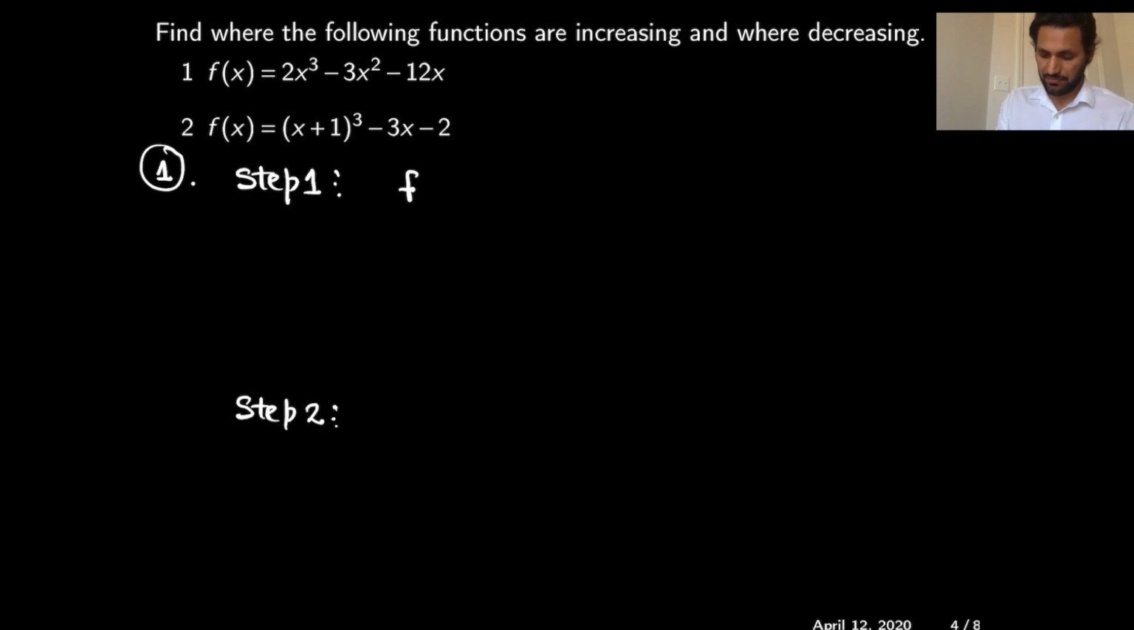So f prime of x is going to be 6x squared minus 6x minus 12. I will simplify this one a little bit. I can pull out 6. It's going to be x squared minus x minus 2.